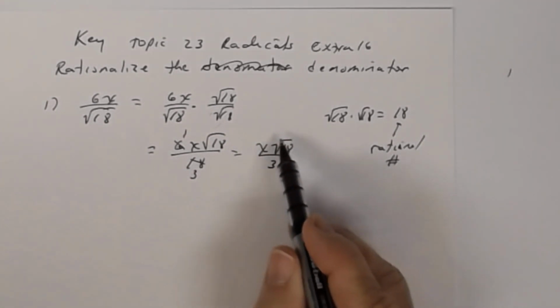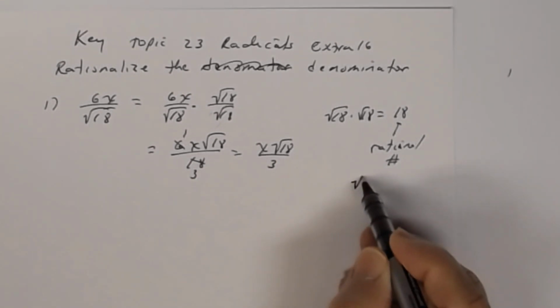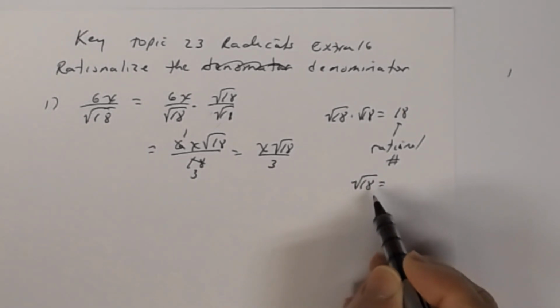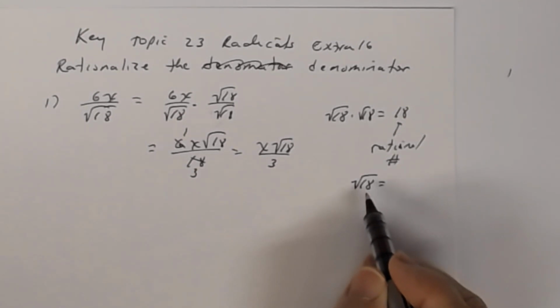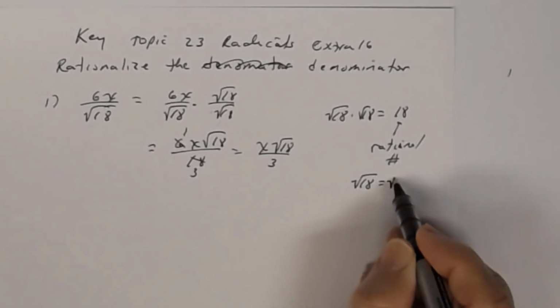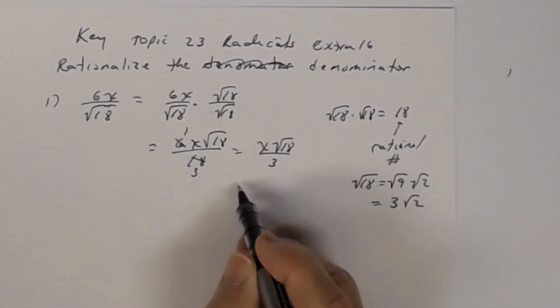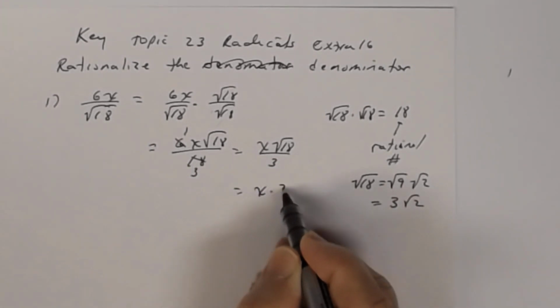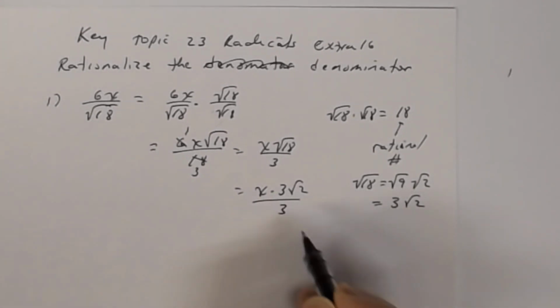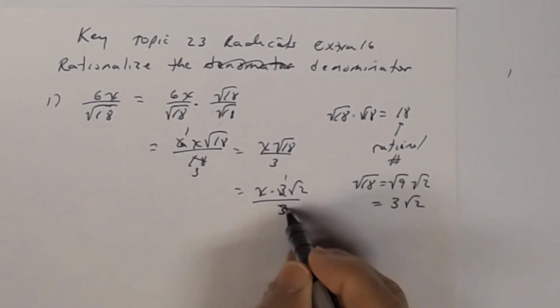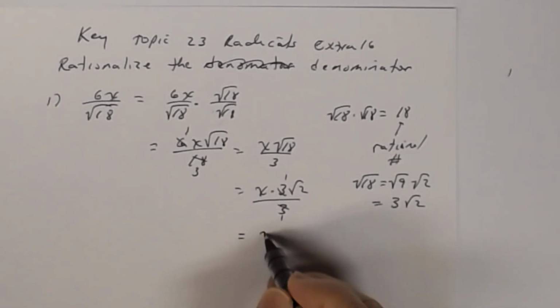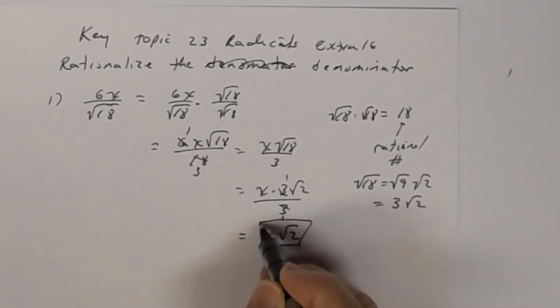And then what I need to do now is simplify the square root of 18. I know I can simplify it because the largest perfect square that goes into 18 is 9. So I get the square root of 9 times the square root of 2. So that's 3 square root of 2. So this becomes x times 3 square root of 2 divided by 3. And again, notice the 3's divide out. So your answer is just x square root of 2. That's your answer.